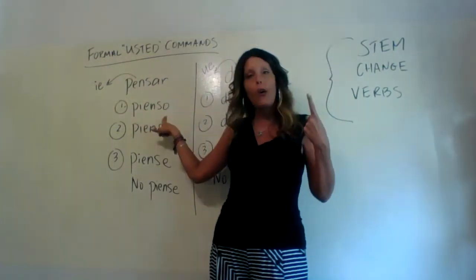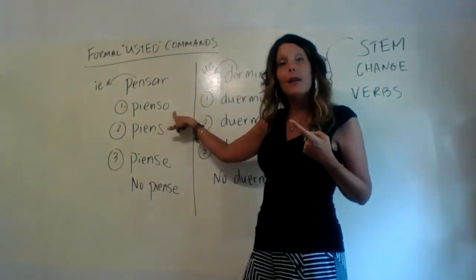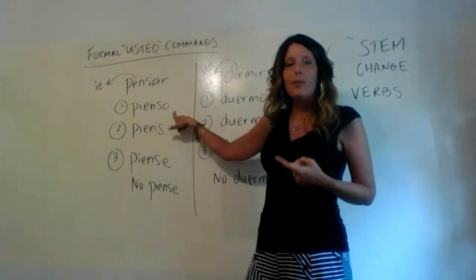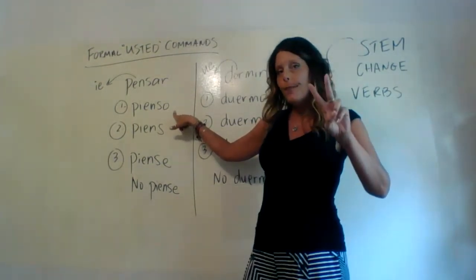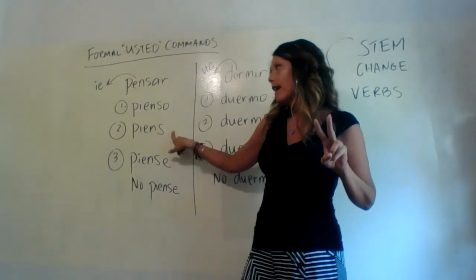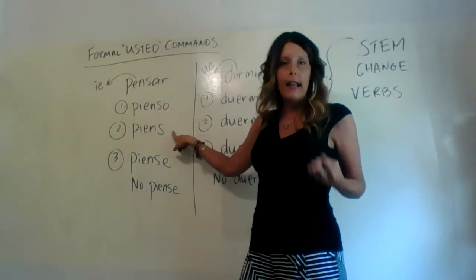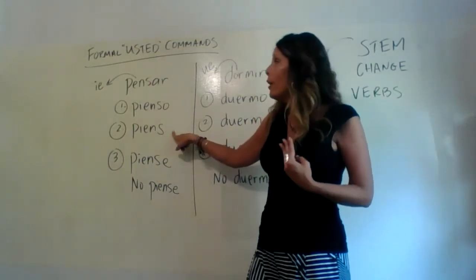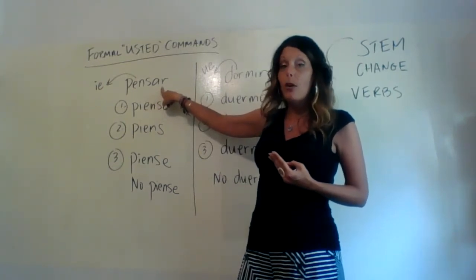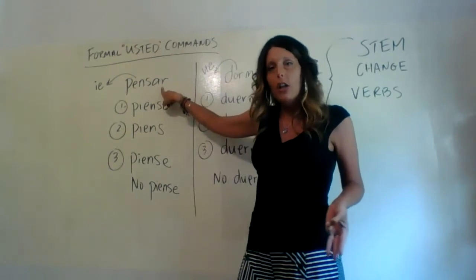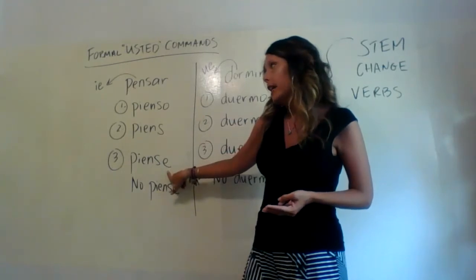Step 1, going back to the yo conjugation of the present tense. The yo conjugation of pensar in the present tense is pienso, spelled P-I-E-N-S-O. Step 2, we drop the O. So you can see that I have done that there. And step 3 is about adding opposite endings. We learned in a previous video that if you have an AR verb and you want to convert it into a formal usted command, you would add the letter E as the opposite ending. And that is what I have done right here.